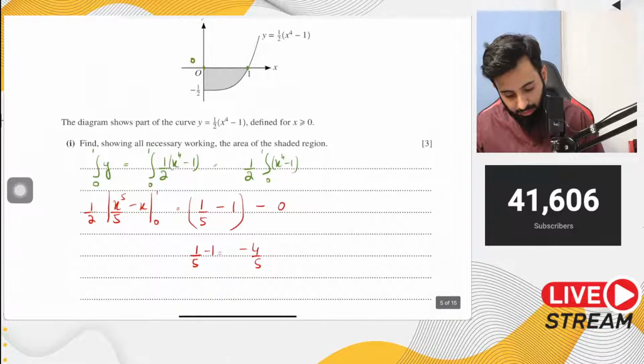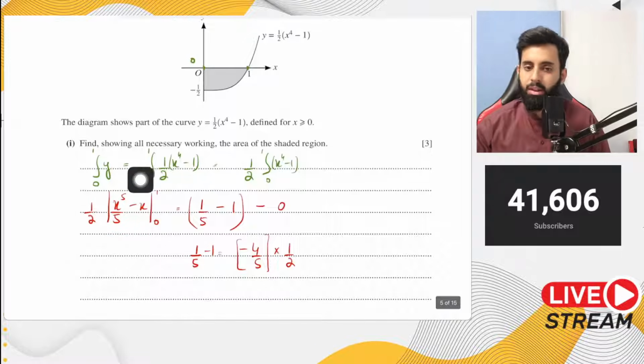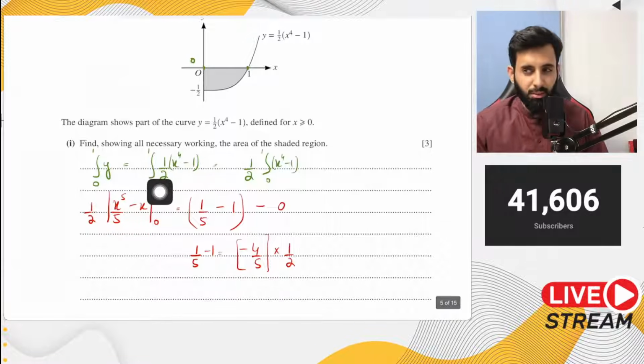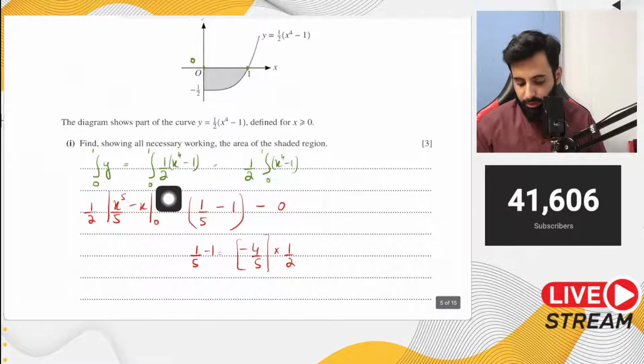But don't forget that you also have to multiply this by 1 upon 2. Why? Because I took this constant outside. कोई भी constant हो, आप उसको बाहर लेके चले जाएं, ठीक है? It'll make your life easy. You won't have to deal with it over and over again.